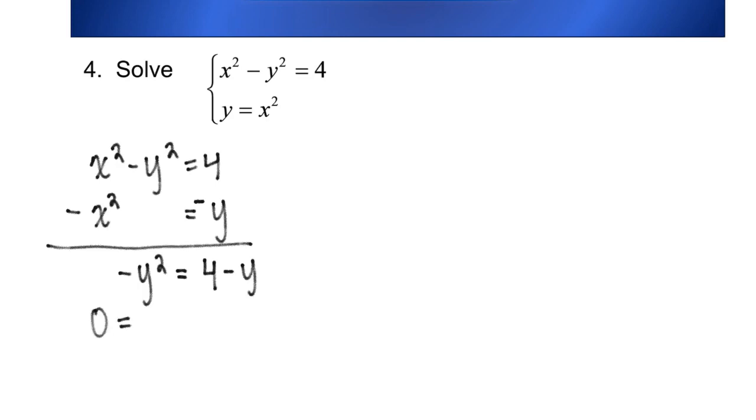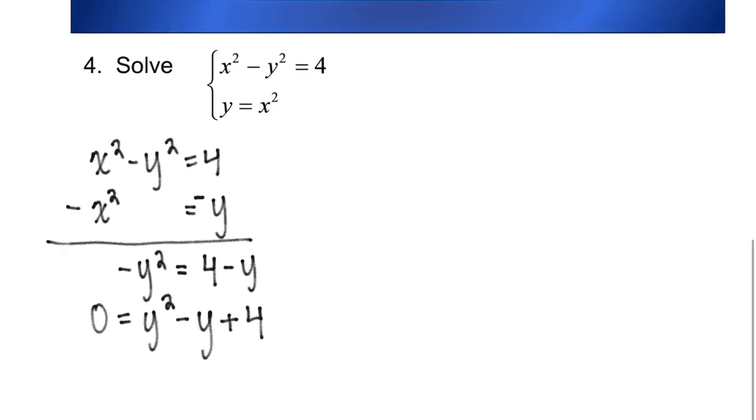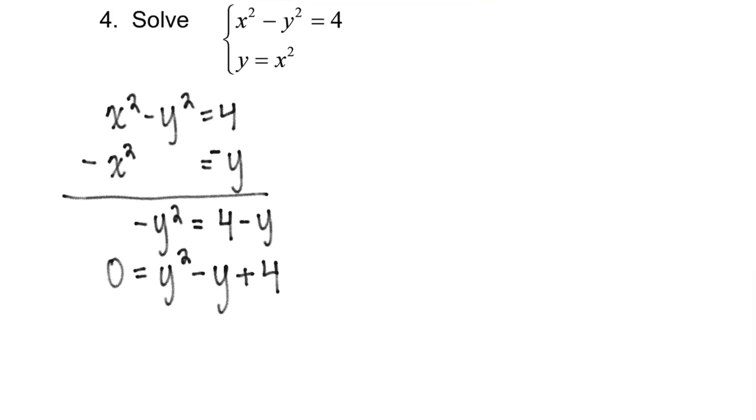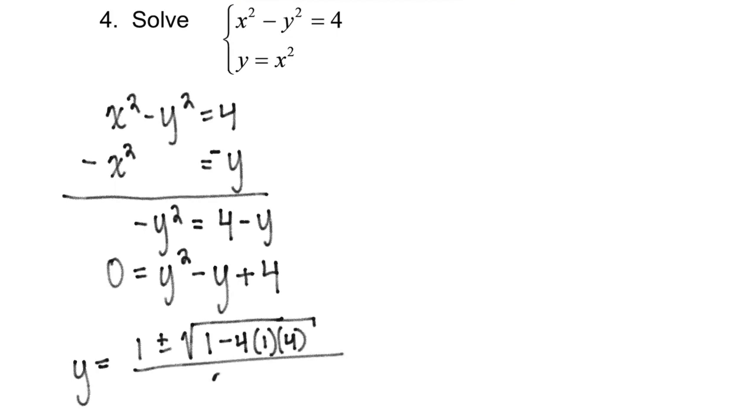We'll set this equal to 0 by adding y squared to the right side. So I have y squared minus y plus 4. Sadly, this does not factor. So we're going to have to use the quadratic formula. y is equal to the opposite of b plus or minus the square root of negative 1 squared minus 4ac all over 2a. a is 1, b is negative 1, c is 4.